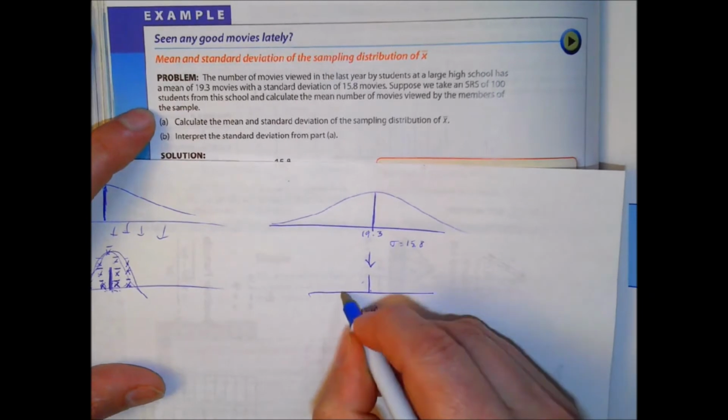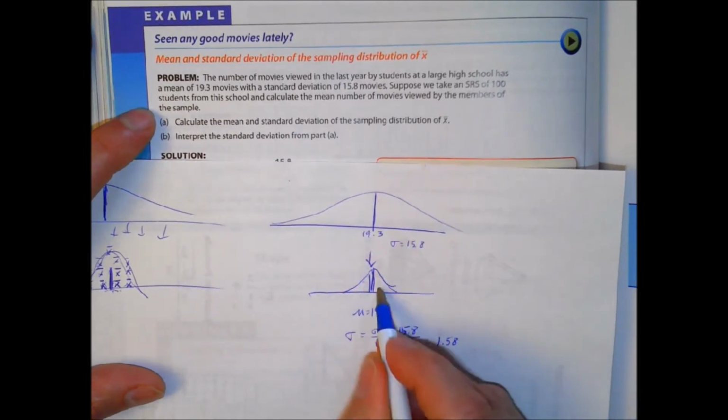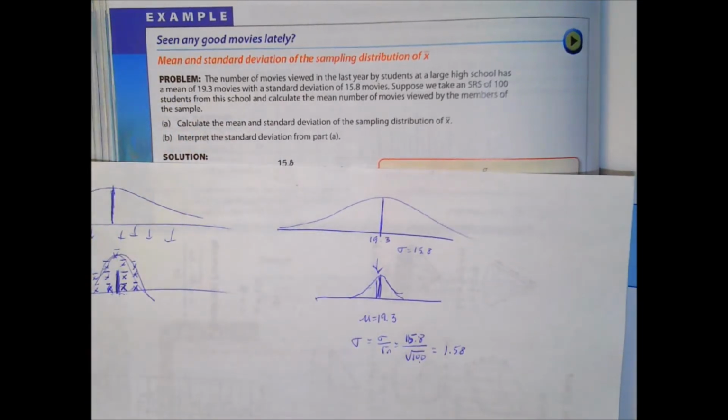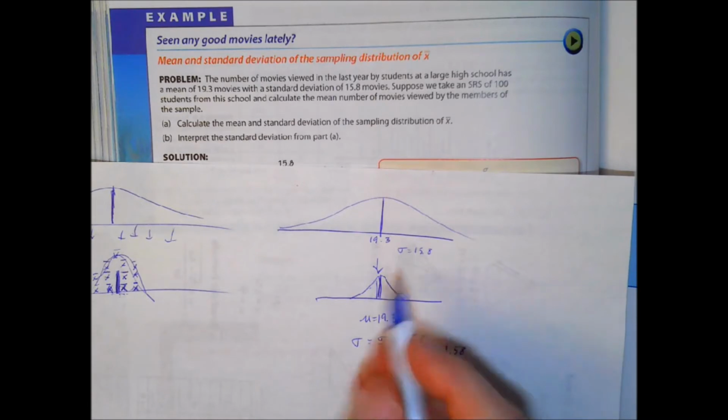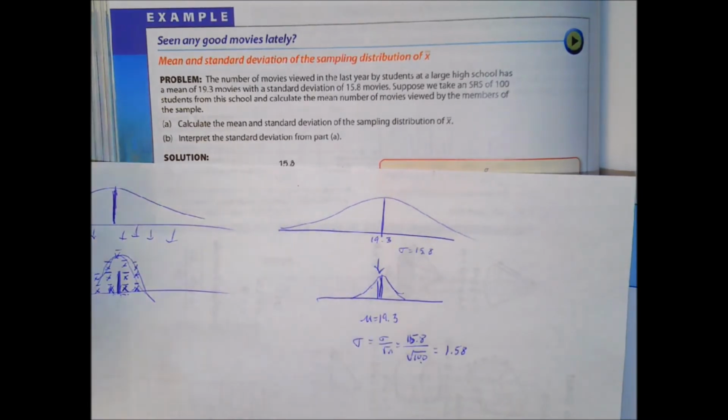So notice this will have the same center, but it'll be a lot tighter, right? Because we're taking a sample. If I take a sample of 100 kids and find their average, it's not going to be nearly as spread out as if I just take individual people. Okay, so there's how I find the mean and standard deviation.